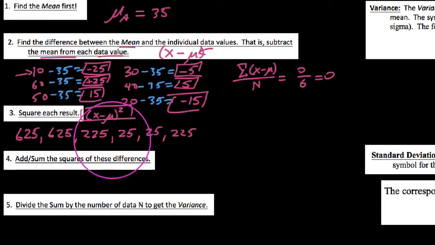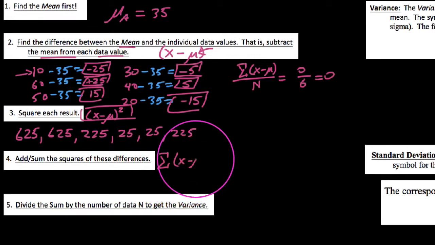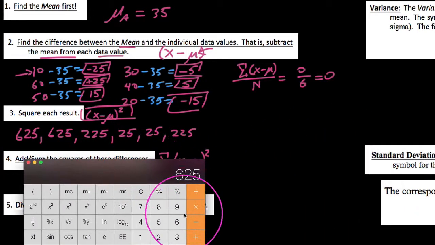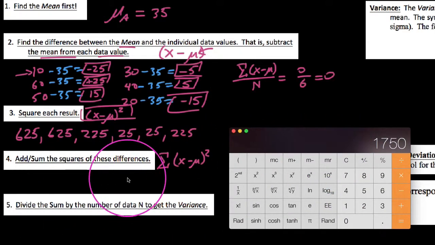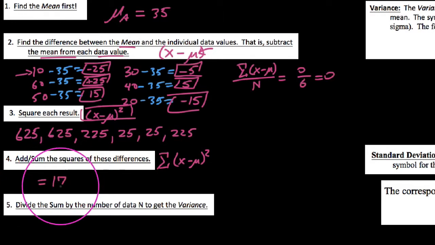So we get these. What we're going to do now is actually average these. When I say add or sum these squared differences, symbolically we're summing all of these distances that we squared. Essentially, when I add all of these up, we won't get a negative number this time or a 0, we'll get a positive number. So we get 625 plus 625 plus 225 plus 25 plus 25 plus 225, and so we get 1750. So the sum of all of these comes out to be 1750.